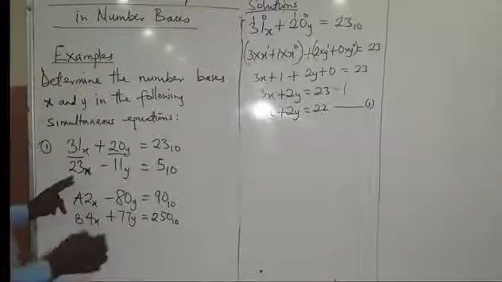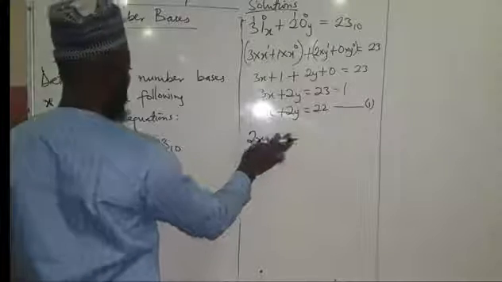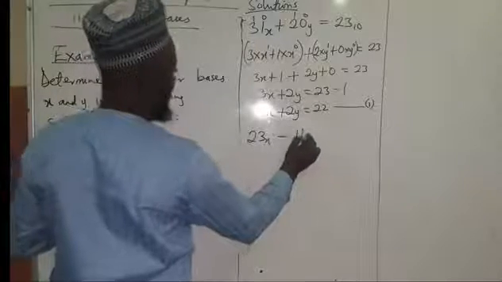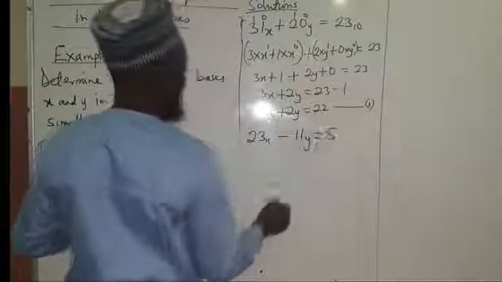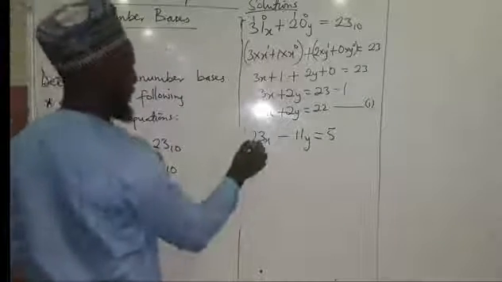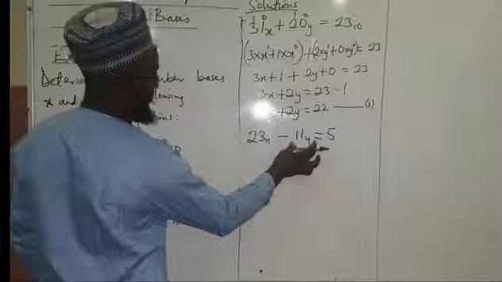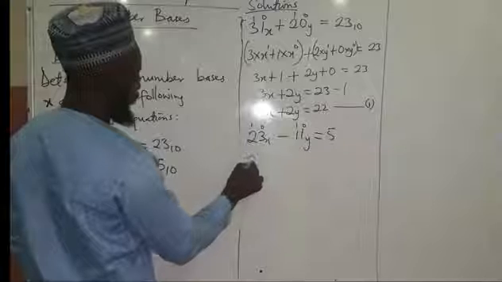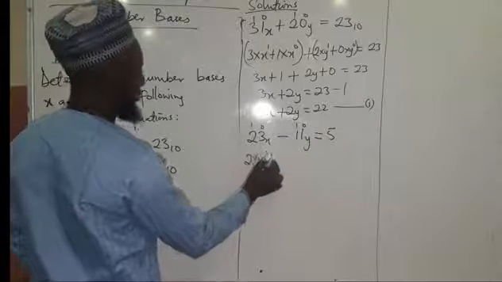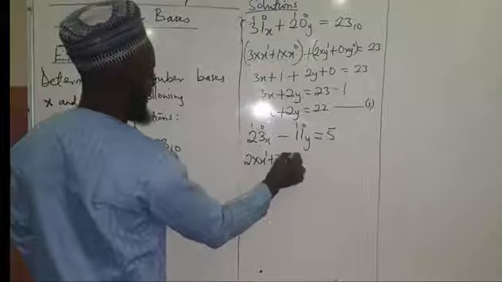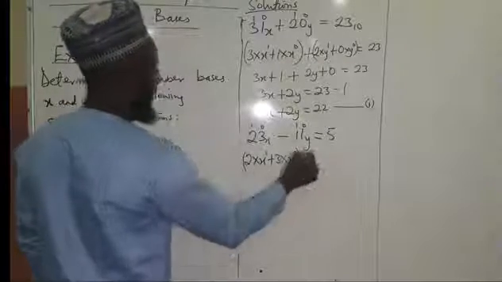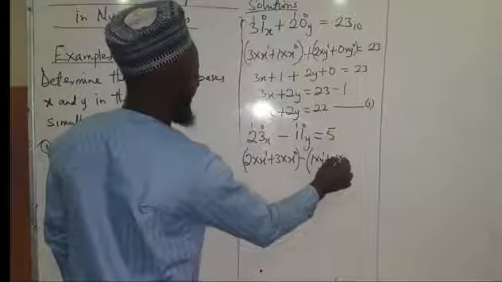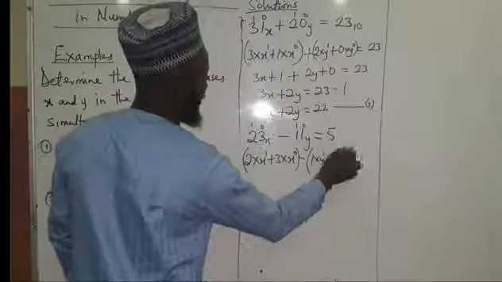We bring the second one, which is 23 base x minus 11 base y equals 5. So we do the same thing here, but we have to be very careful of this negative. It will affect everything we have here. So we have 2 multiplied by x raised to power 1 plus 3 multiplied by x raised to power 0, minus, we can put this in bracket, 1 multiplied by y raised to power 1 plus 1 multiplied by y raised to power 0. Then we close it, equal to 5.